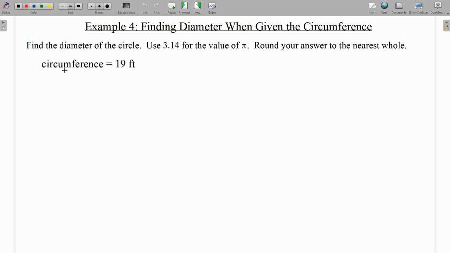So in addition to the circumference, we know that we're using pi this time as being 3.14. Now, in this particular problem, they want us to find out the diameter. So we're going to use our formula that says that circumference is equal to pi times diameter. Now, in this example, I'm going to replace my c with 19 feet. I'm going to say that that's equal to pi, and pi in this example is going to be 3.14. And then we're going to take that times d, the diameter.